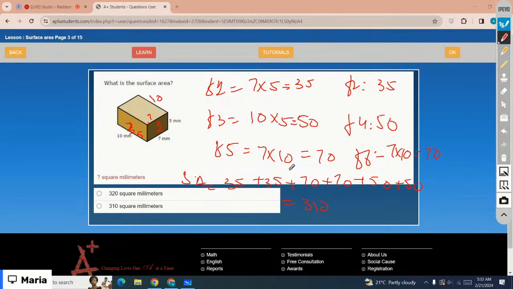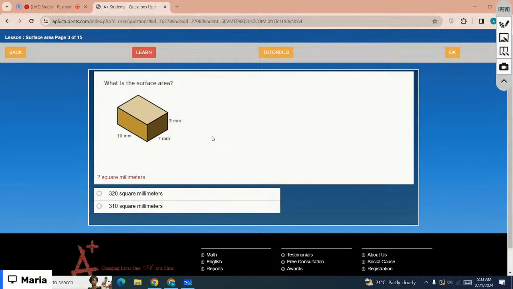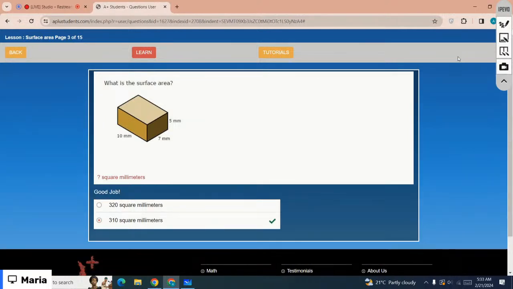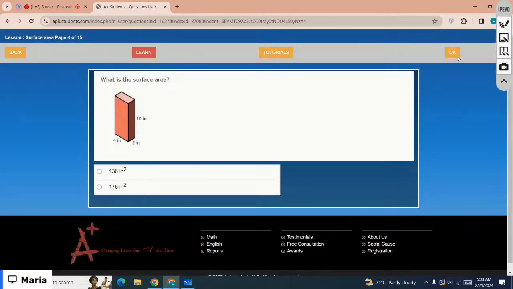That is 310 square millimeters. Got it? The correct option is 310. Now I think you have to try the next one on your own. Yes, you have to try the next one on your own. Okay, what is the surface area? So, which is the correct option? You can do the question in your notebook and then write the correct option in the chat box.